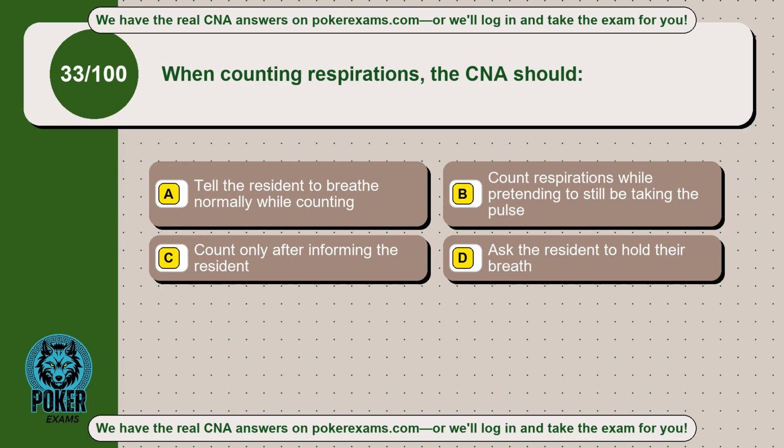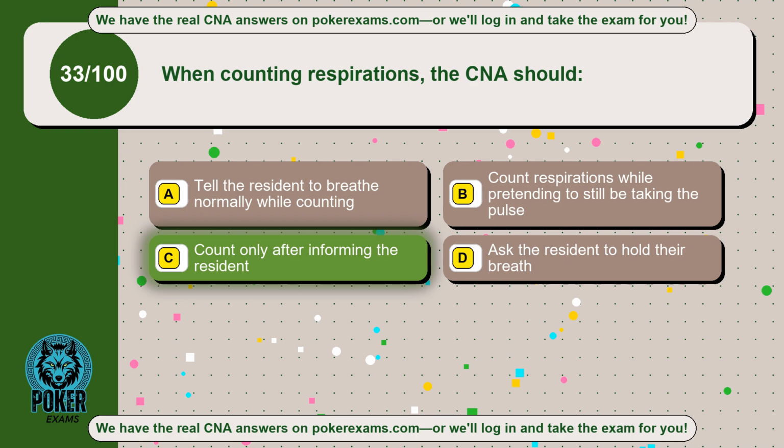Question 33. When counting respirations, the CNA should: Option A, tell the resident to breathe normally while counting. Option B, count respirations while pretending to still be taking the pulse. Option C, count only after informing the resident. Option D, ask the resident to hold their breath.